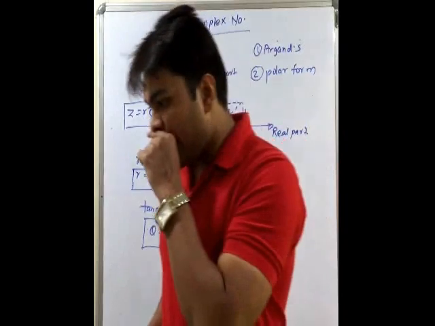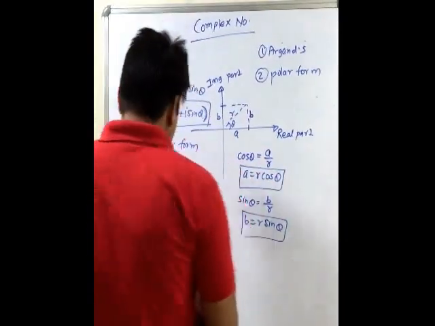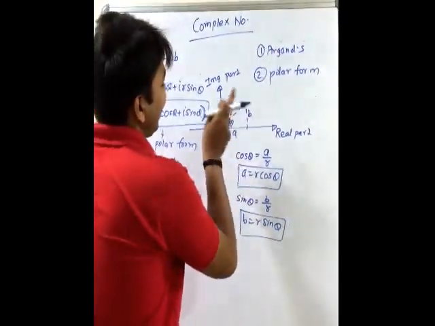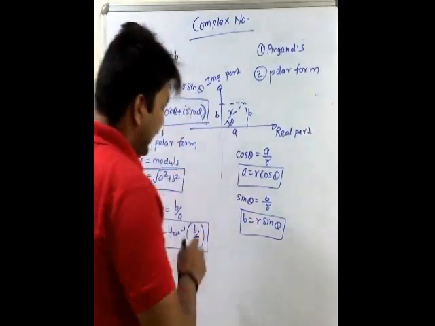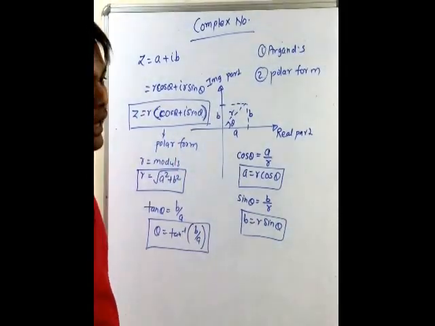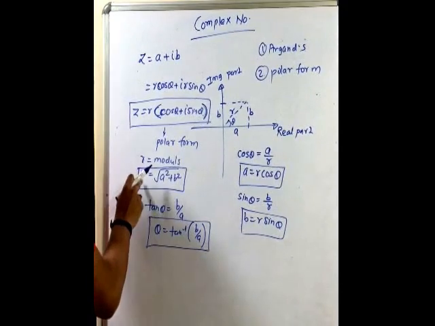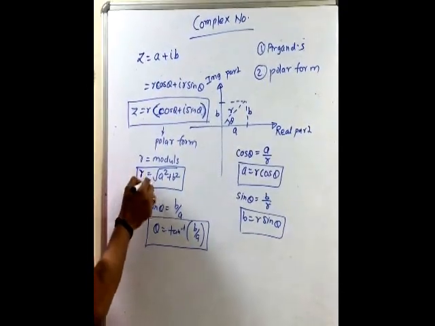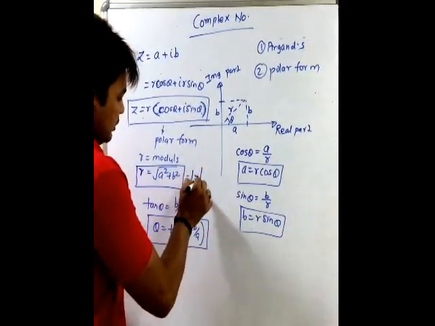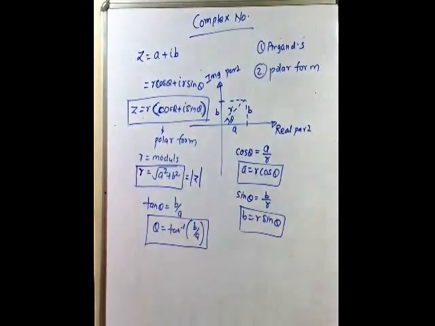As I have told you, theta is the inclination from the real axis to the modulus. The modulus is always positive. R you can also write as modulus of Z.